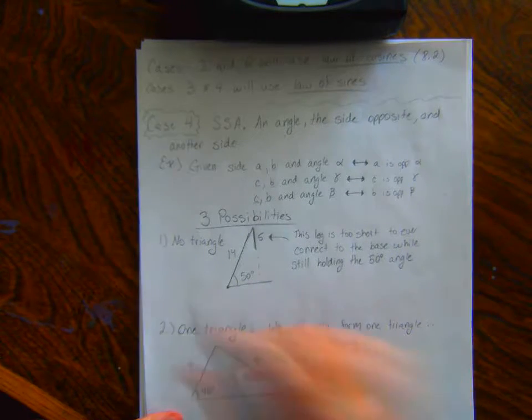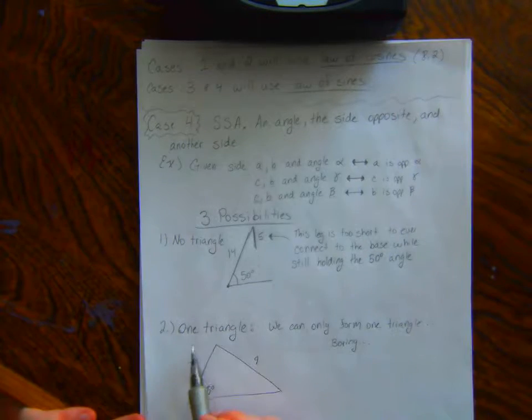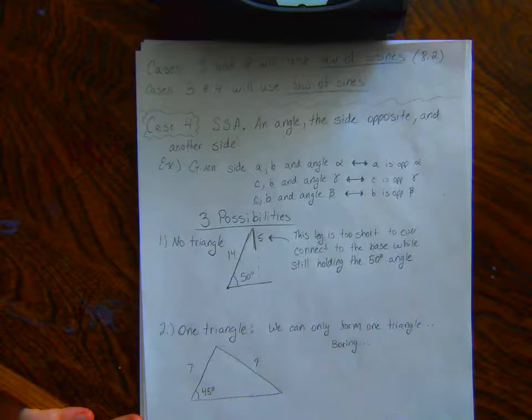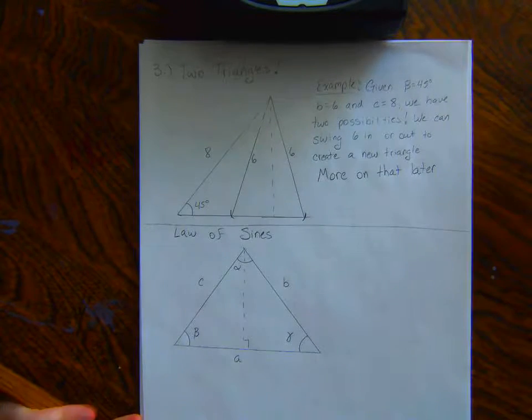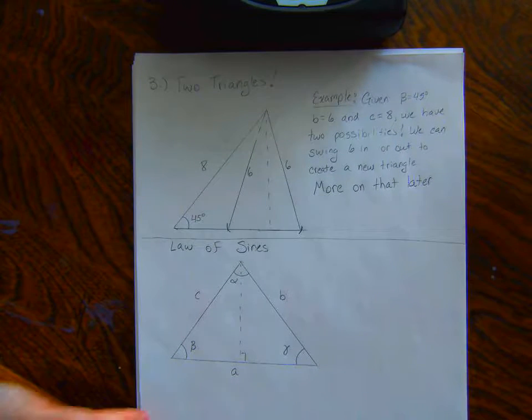Okay, so that would be a case of no triangle. Case 2 is when we have one triangle. That's where we can only form one triangle. It's kind of boring. We'll get to that a little bit later. And then we have this awesome case, my favorite, of when we can possibly have two triangles.